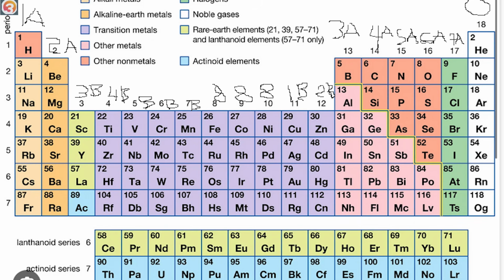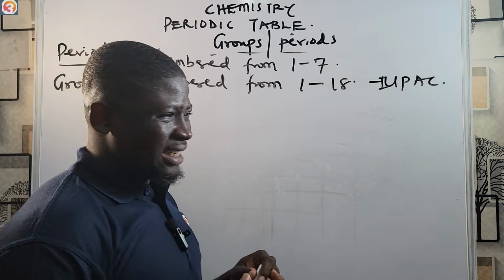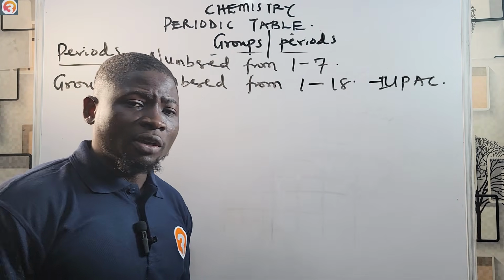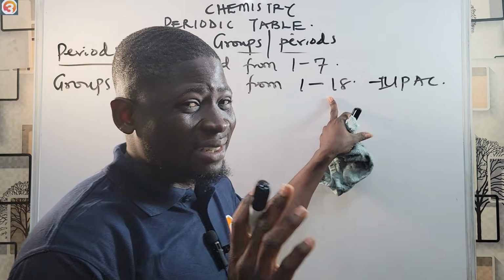Now the groups are numbered from 1 to 18. This is the IUPAC system. The groups are numbered from 1 to 18, moving from the left to the right. This is the IUPAC system.